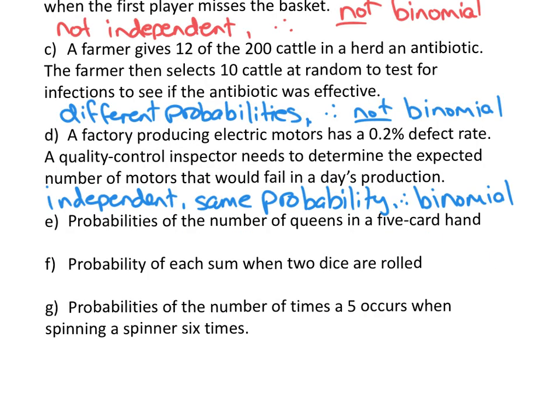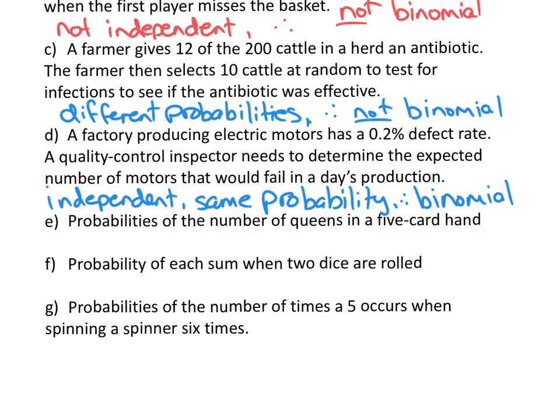Probabilities of the number of queens in a 5-card hand. Once you draw cards, the second draw is now dependent on what you got for the first draw, and whether or not you will get 4 queens in a 5-card hand. Therefore, it is not independent. Therefore, it is not binomial.